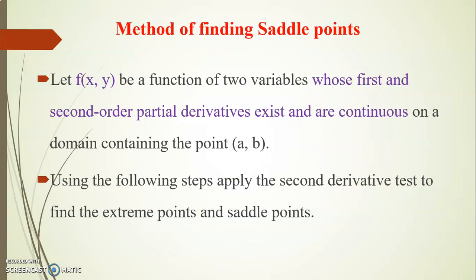Let's see the method of finding saddle points. Let f of x, y be a function of two variables whose first and second order partial derivatives exist and are continuous on a domain containing the point a, b. Using the following steps, apply the second derivative test to find the extreme points and saddle points.